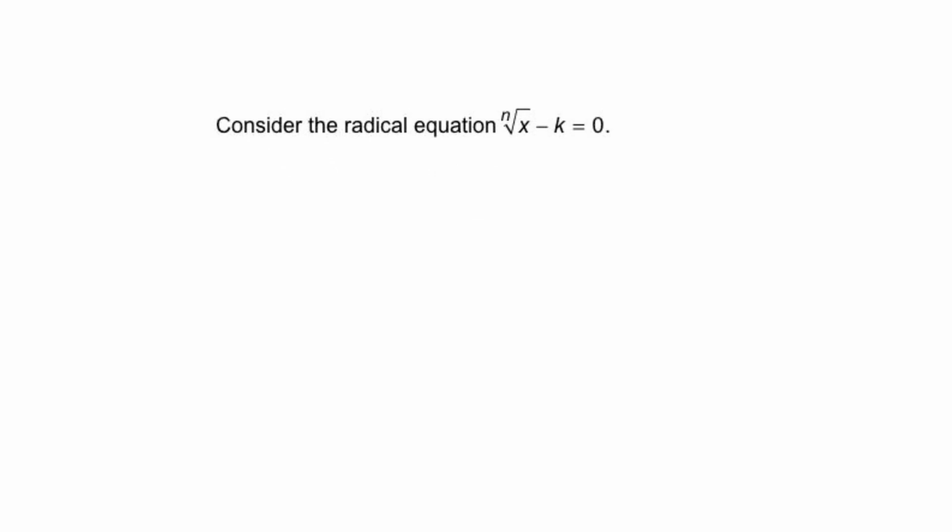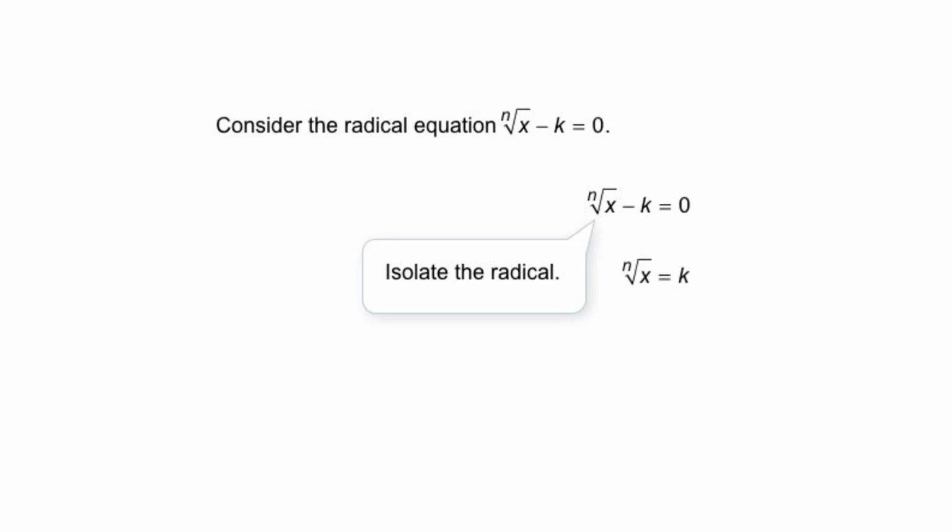Consider the radical equation, the nth root of x minus k equals 0. We'll start by isolating the radical. In this case, we'll need to do the inverse of subtracting k, so add k to each side of the equation, and arrive at the new equation, the nth root of x equals k. Note the radical part of the expression is now isolated.